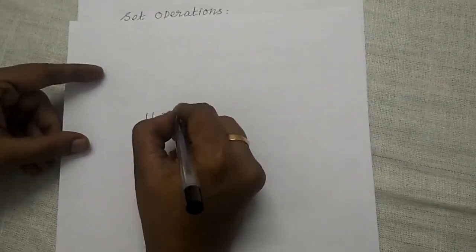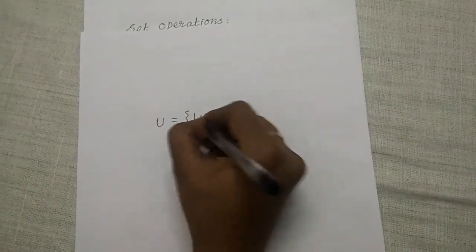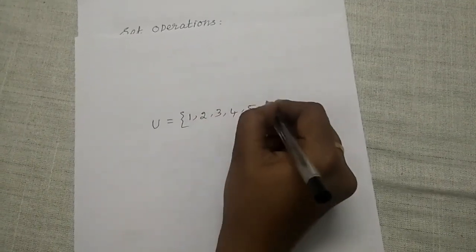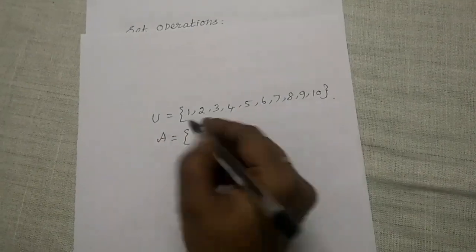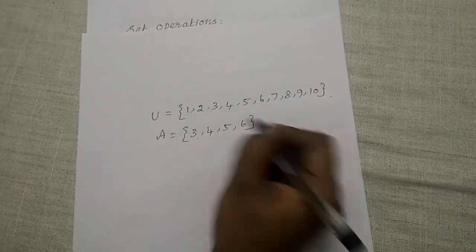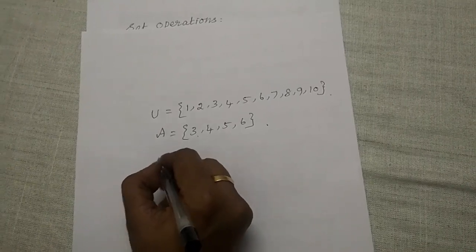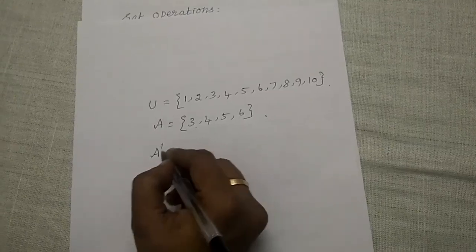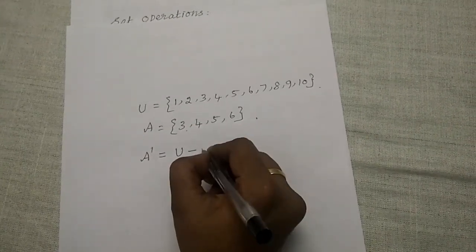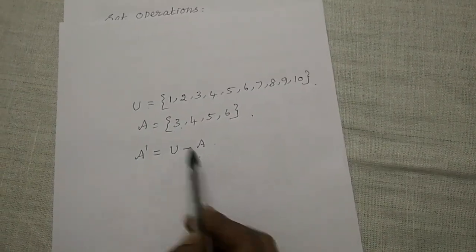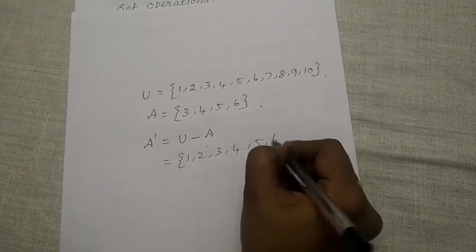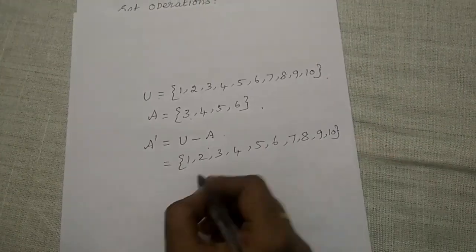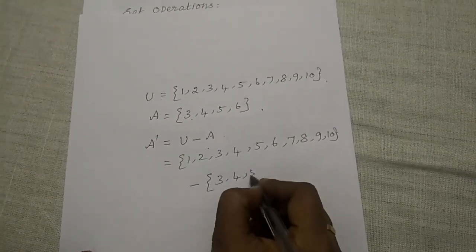Next, one more example. The universal set is the set of natural numbers 1 to 10: 1, 2, 3, 4, 5, 6, 7, 8, 9, 10. Then A is the set {3, 4, 5, 6}. From here you have to find A complement, or A dash. The formula is the universal set minus this A, that is 1, 2, 3, 4, 5, 6, 7, 8, 9, 10 minus {3, 4, 5, 6}.